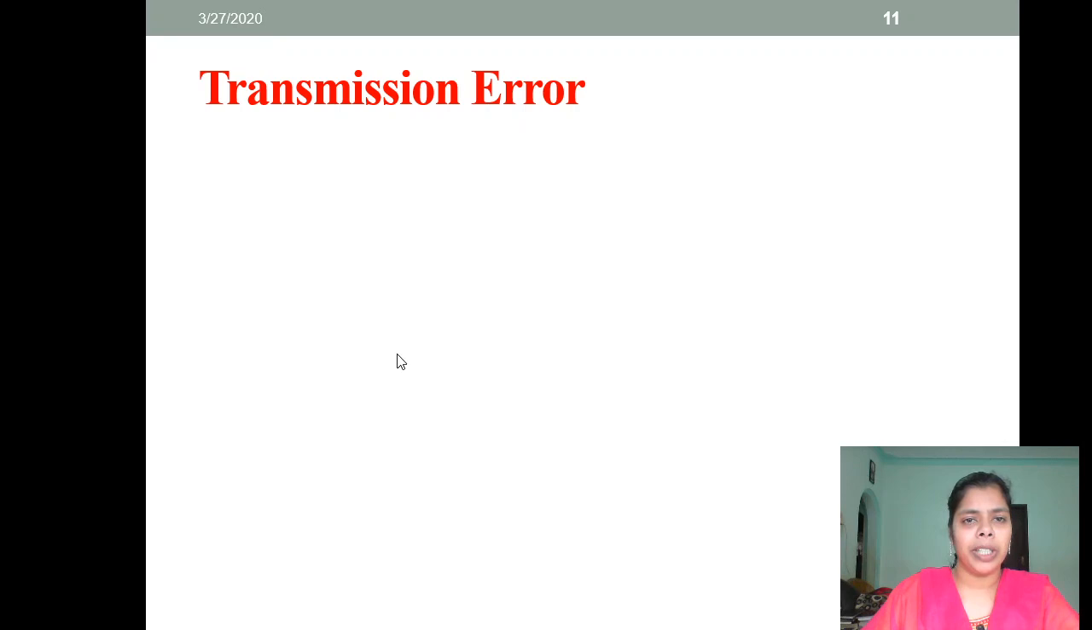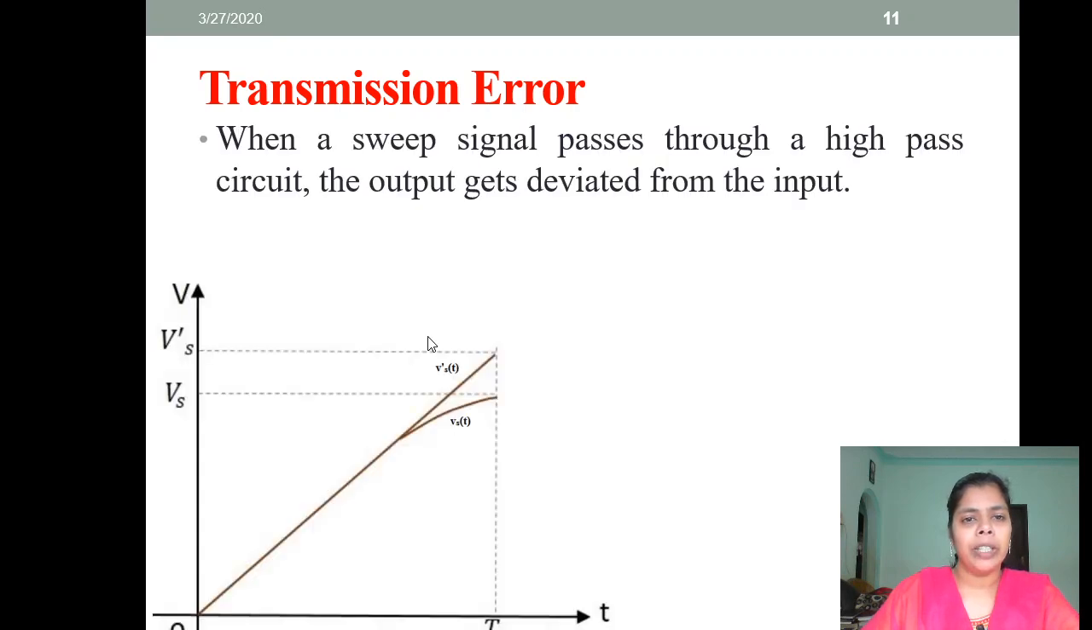What is transmission error? Transmission error will occur in the sweep signal when we pass the generated signal through a high-pass RC network. If we pass the signal through any high-pass circuit, there will be a small deviation in the amplitude of the signal. So this deviation is calculated as transmission error. While generating the signal, the errors occurring are slope error and displacement error. While we transmit the signal through some circuit, the output of the signal will get some deviation. That error is called as transmission error.